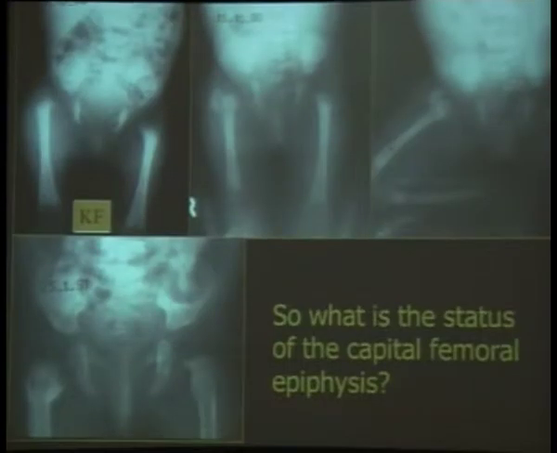So now have a good look. What is the situation here? Well, what you see here, the ischial valgus is not there. The acetabulum is quite competent. The teardrop is an important sign. If you have a teardrop, it means that the femoral epiphysis is present.